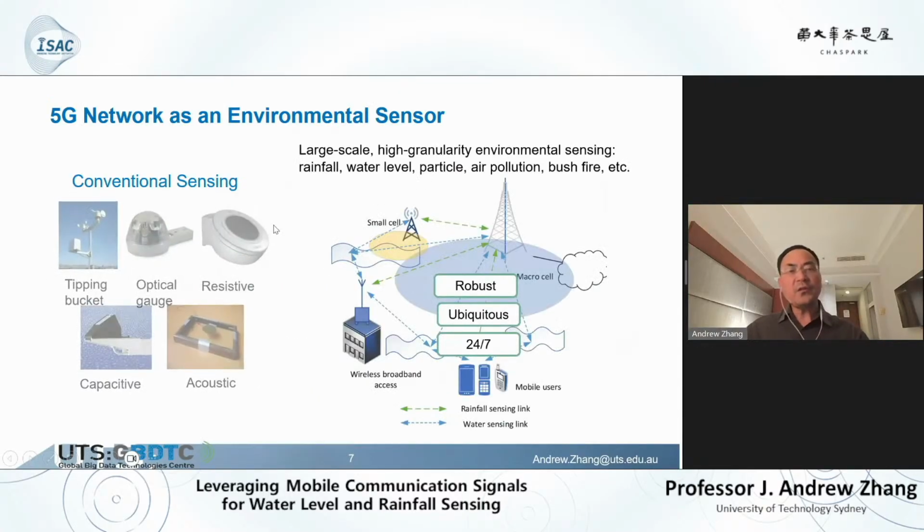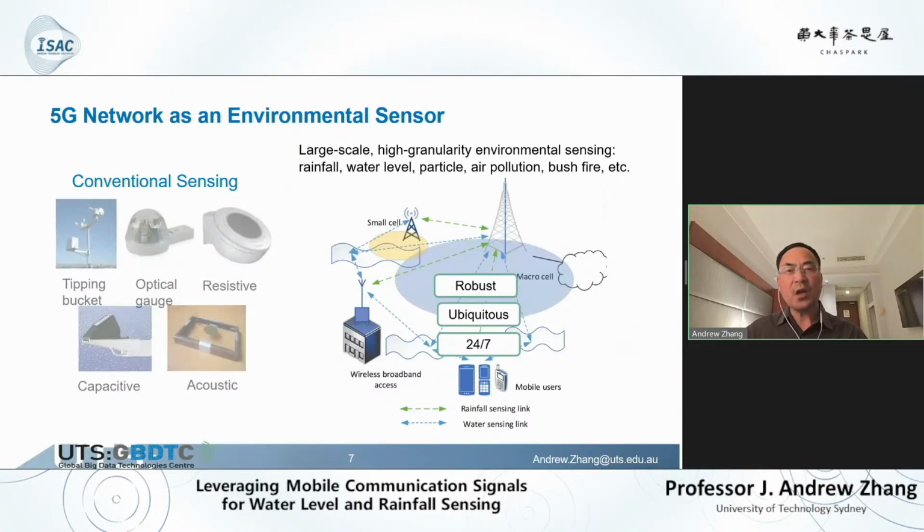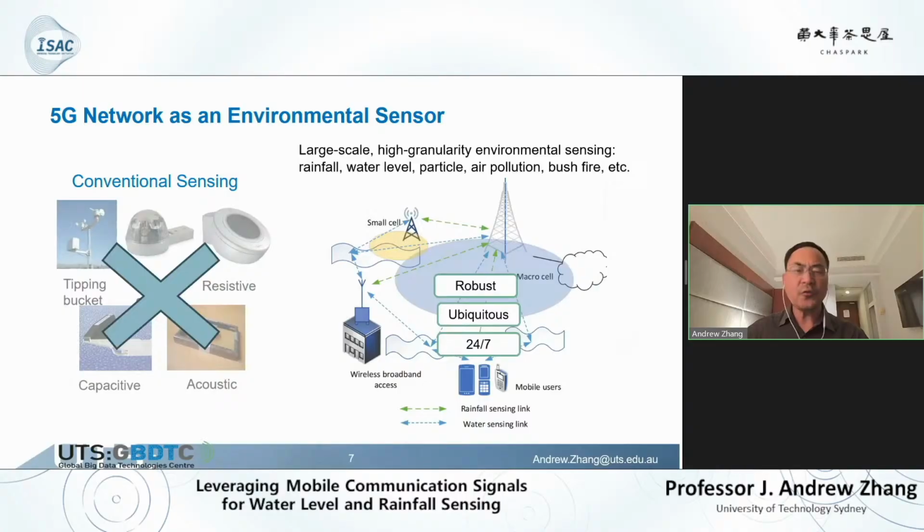The advantage of using a 5G network as an environmental sensor is obvious, because it doesn't require the deployment of dedicated sensors, right? So this can save huge installation and maintenance costs. The mobile network-based sensor can also realize ubiquitous coverage and 24/7 continuous operation.